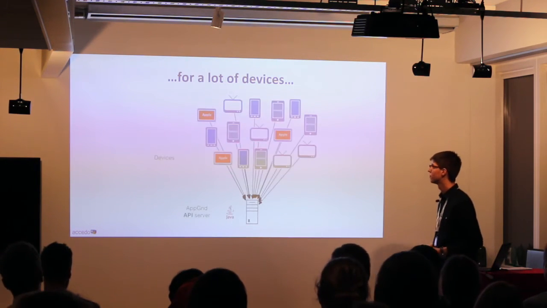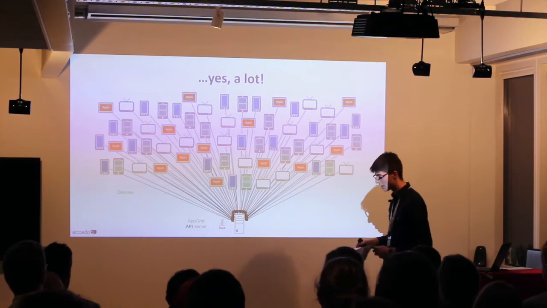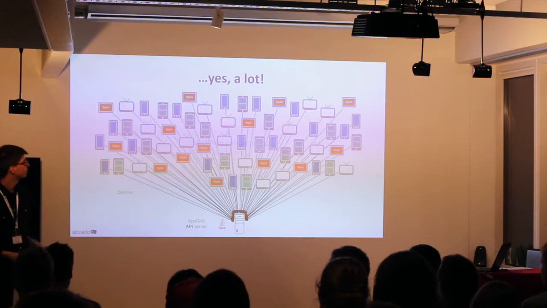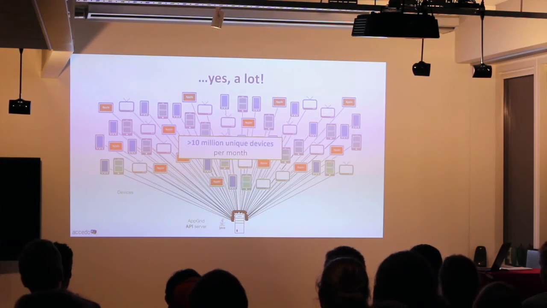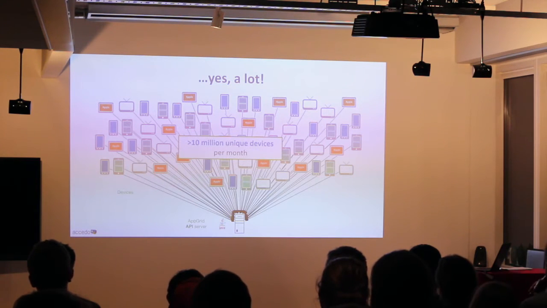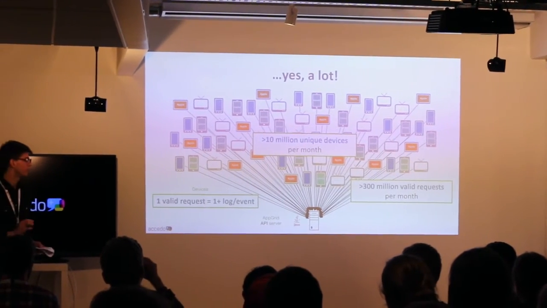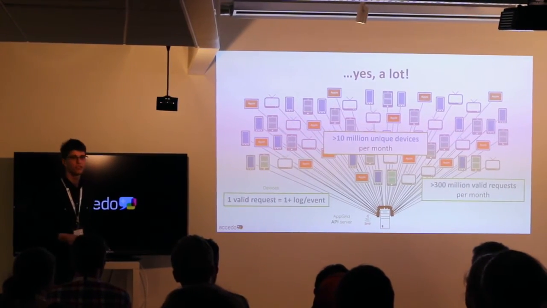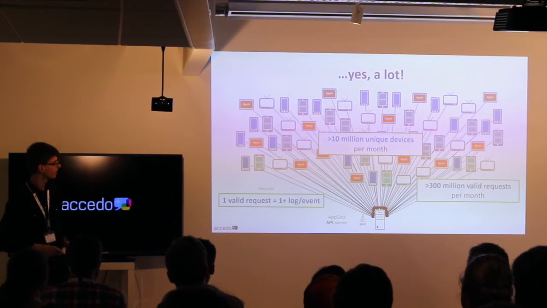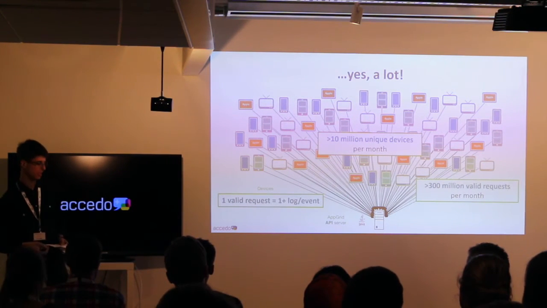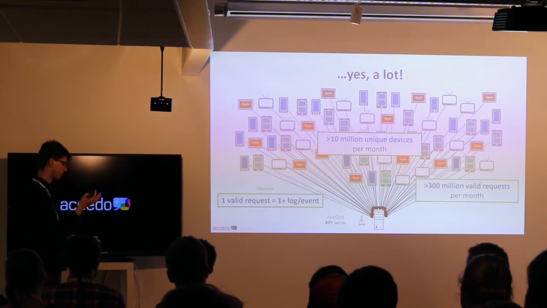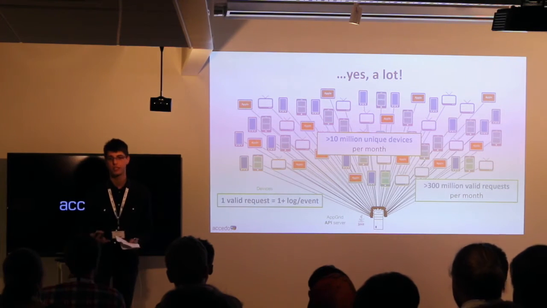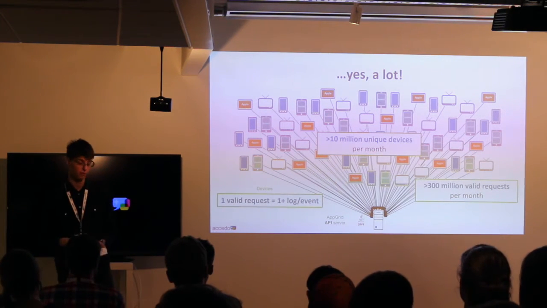And it actually does that for a lot of devices. And I really mean a lot. As of today, we receive connections from roughly 10 million unique devices every month. Those devices generate over 300 million valid requests each month that are converted into one log or one event, roughly. So that's the raw data that we use. Those 400 million rows of logs, we have to store them and then process them to extract meaningful information out of it.